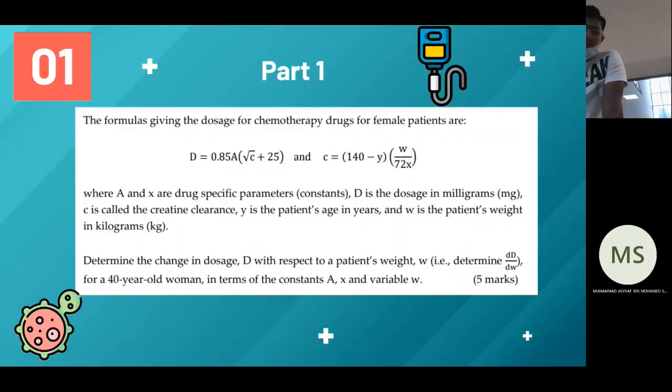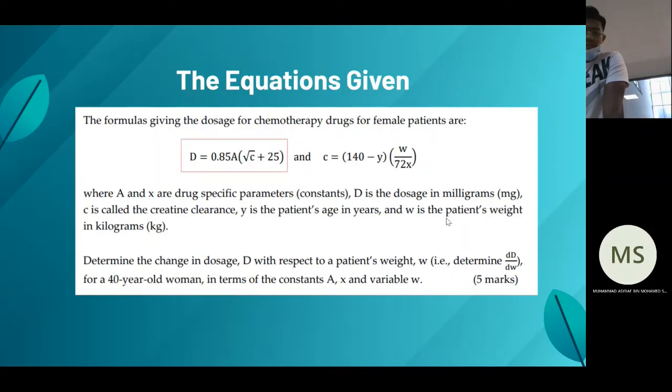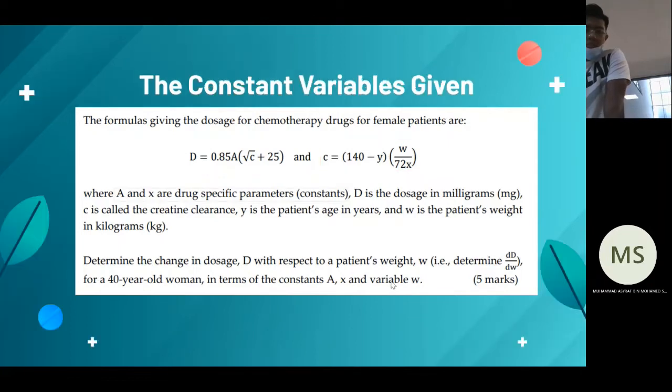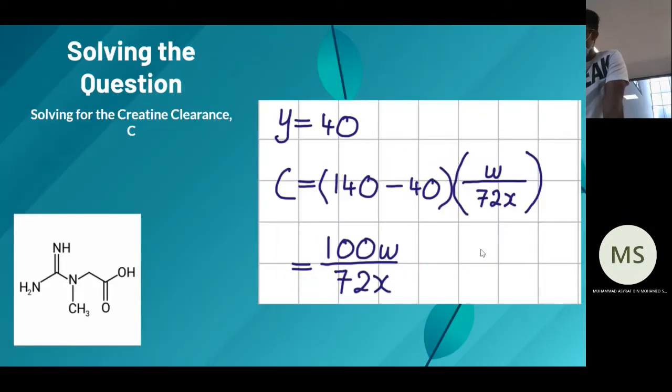So for part 1, the formulas given are for the dosage of chemotherapy drugs for female patients. As you can see here, we need to determine the change in dosage D with respect to patient's weight for a 40 year old woman. The equation given here is D equals 0.85A bracket square root C plus 25, and C, which is shown here too. The constants given are A and X, which are drug specific parameters. So we use equation C, with y equal to 40.